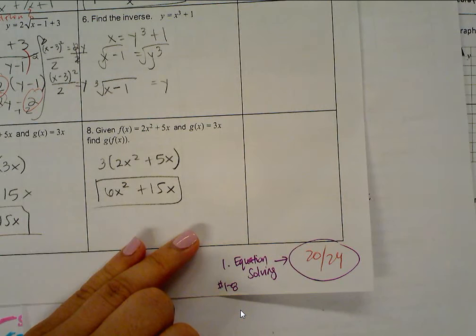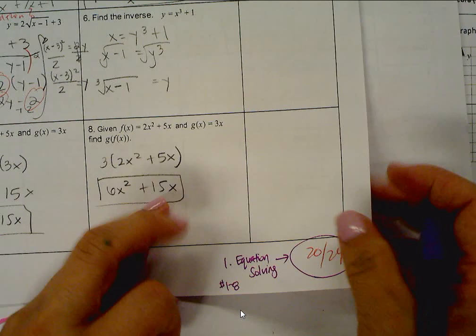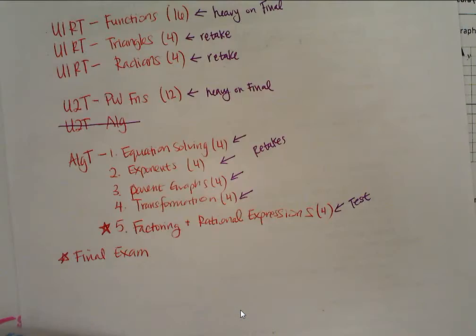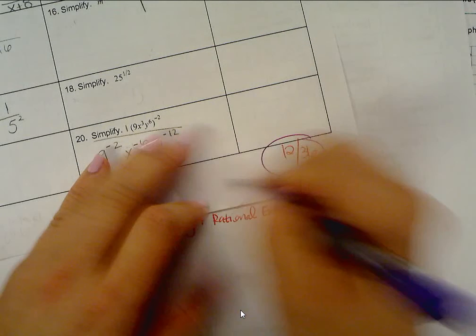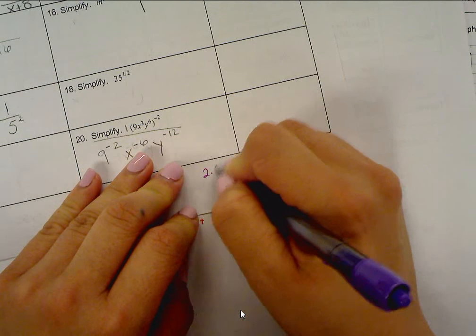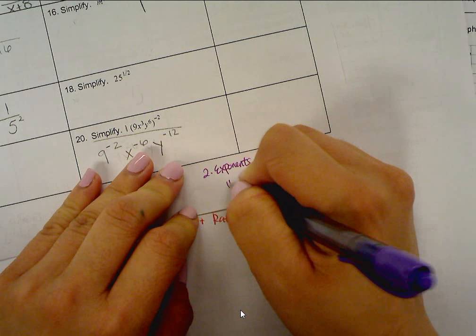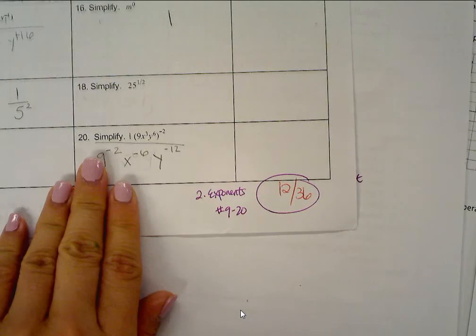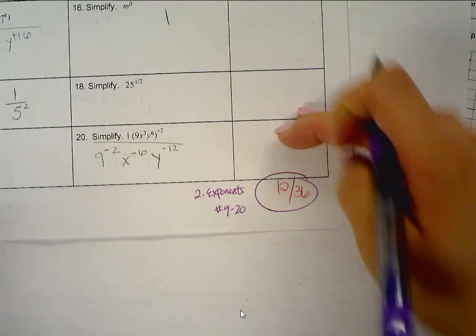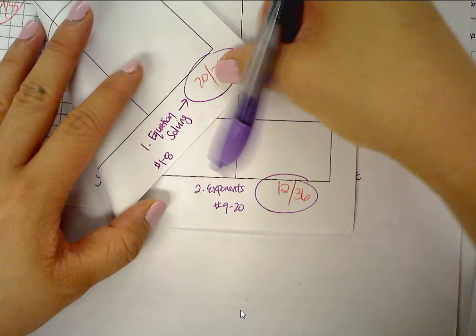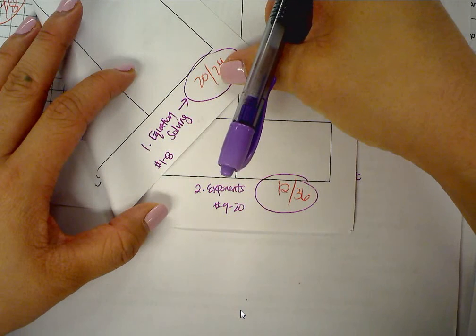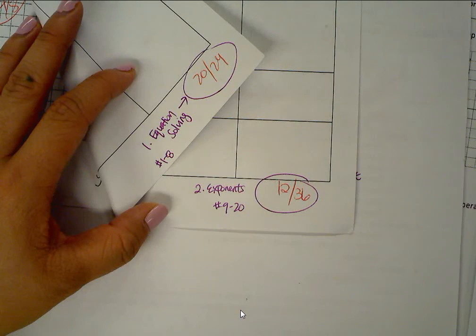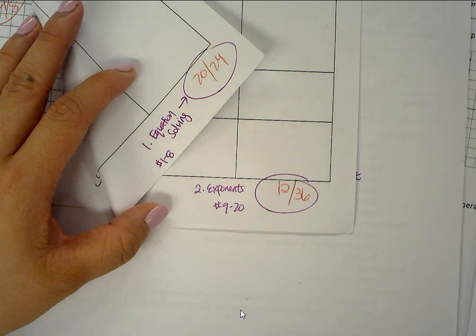On the second page, you have another score. That's your exponent score, for number 9 through 20. The first one was equation solving, 1 through 8. You have to have 70% or above to pass, otherwise you need to retake it. You need to retake it if you don't have 70% and above.